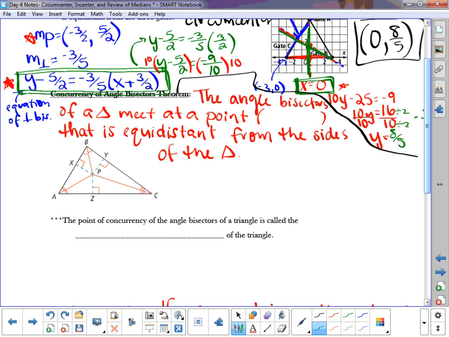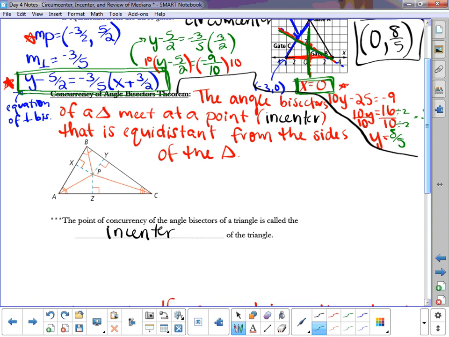Alright, so let's fill in this vocab word. The point of concurrency of the angle bisectors of a triangle is called what? Cameron? Incenter. Good, the incenter. So go and fill it in down here and in our theorem. So in other words, your theorem says the incenter is equidistant from the sides.